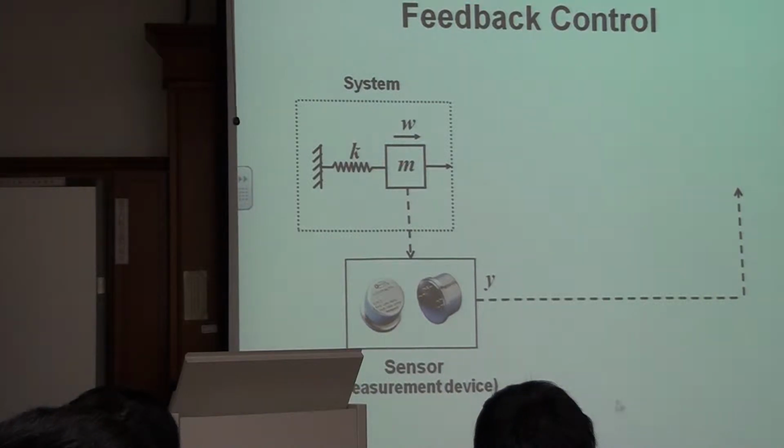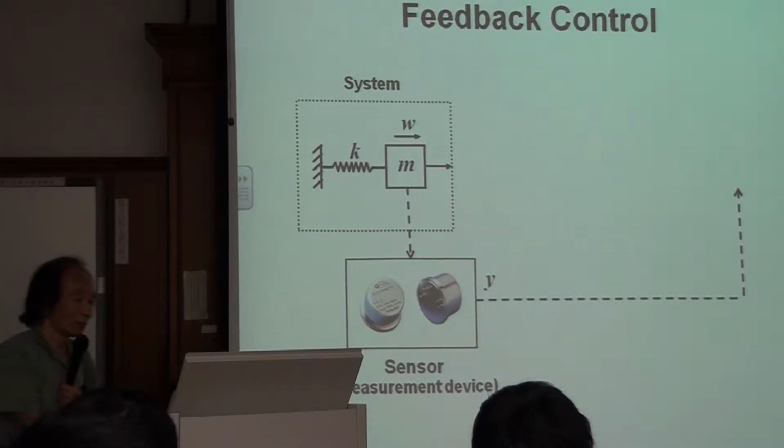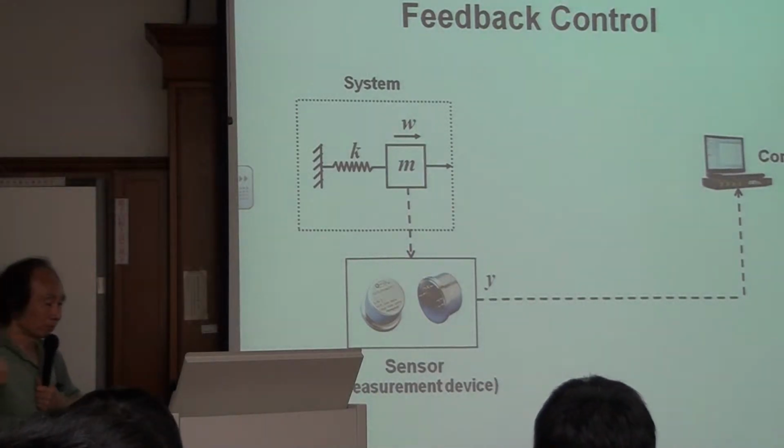Convert it, say 1 volt equivalent to say 10 meters. Right? Then you say, okay, now I got 1 volt and I multiply by 10. That's my 10 meters. So there's a conversion factor there. Okay, so you go to your computer.